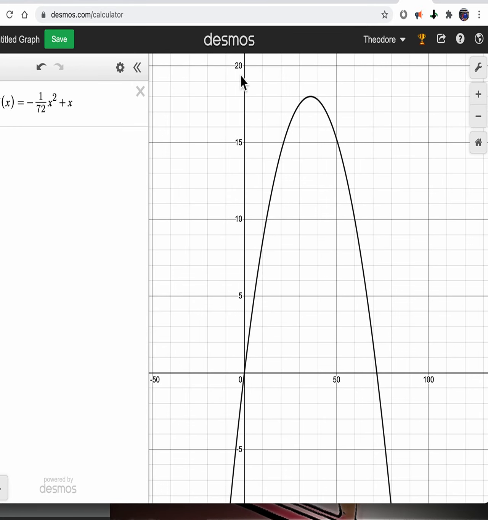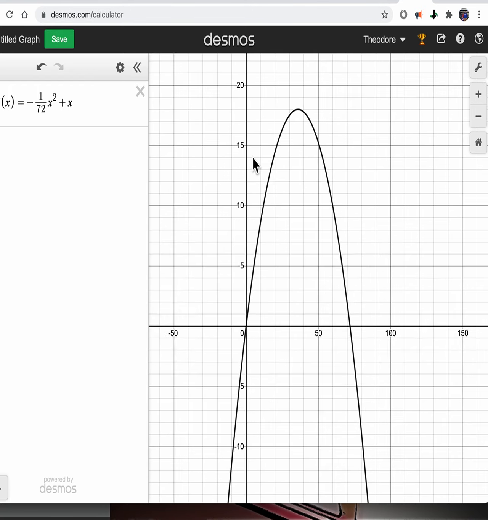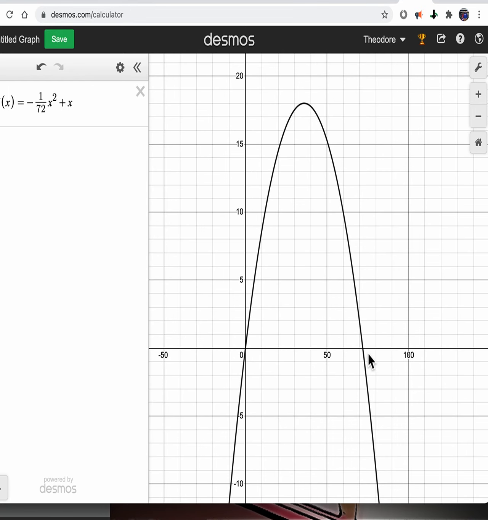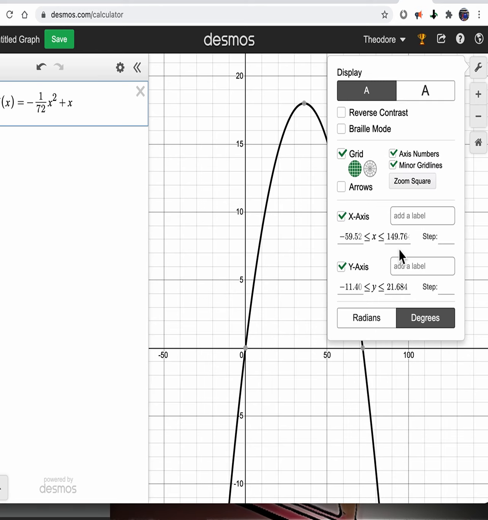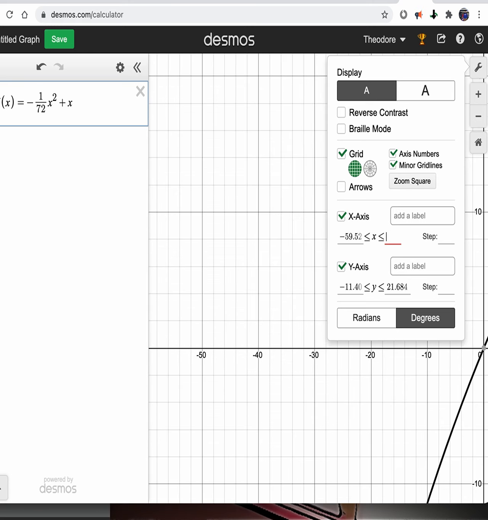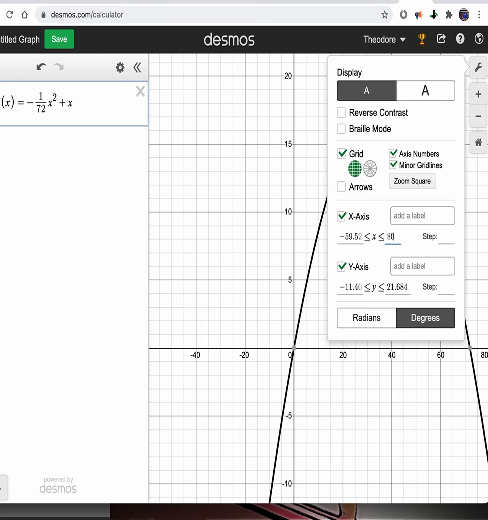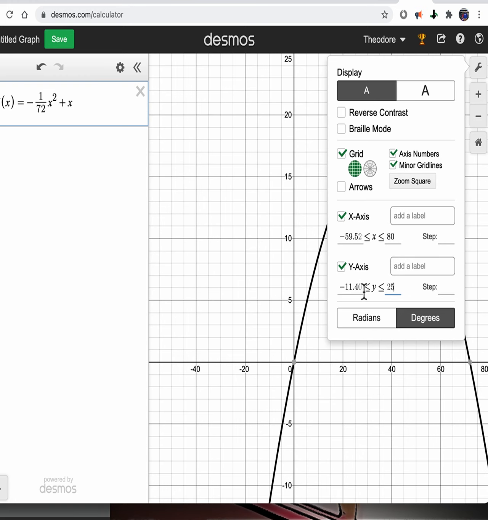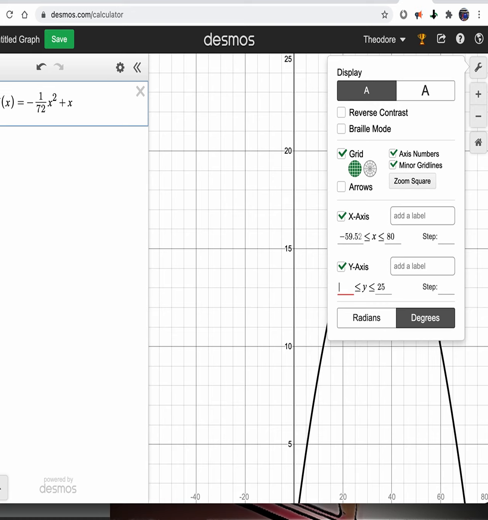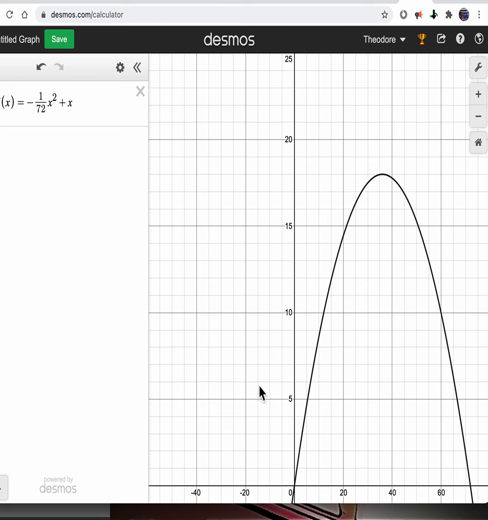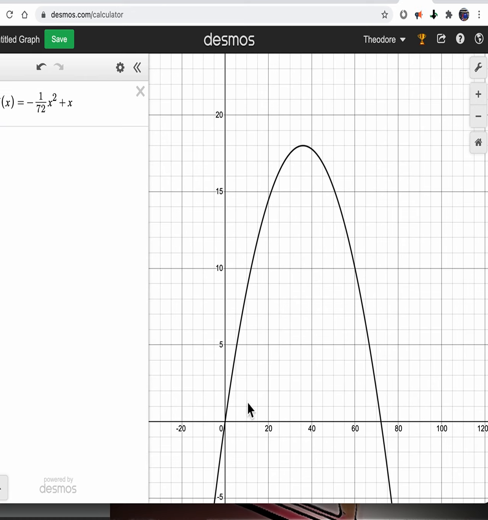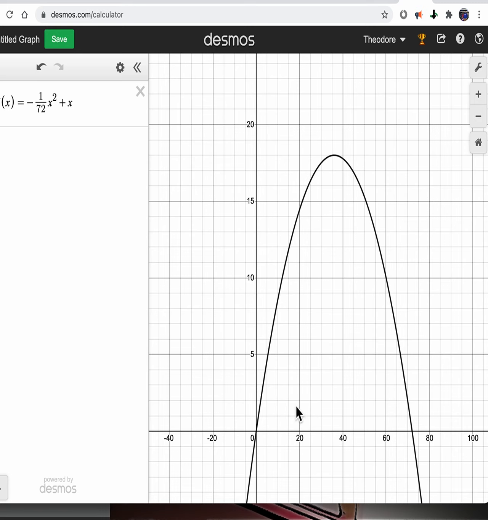All right, we don't really need to go up too high. We don't have to go out too far. It looks like we have an x-intercept here at 72. So maybe go out to 80. And for this one, go out like 25 maybe. Give ourselves a little bit of wiggle room. It didn't really improve the situation too much, but it gives a good sense of what the path of the object would be.